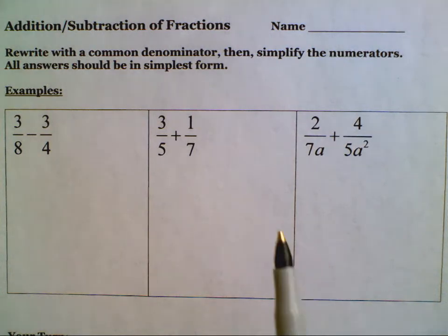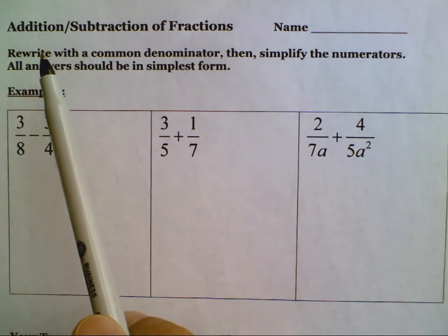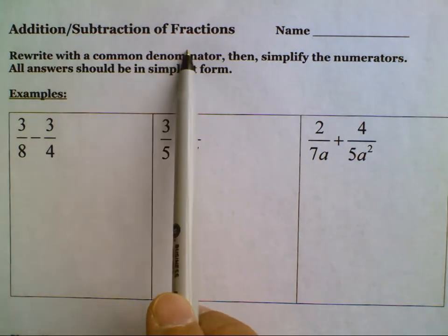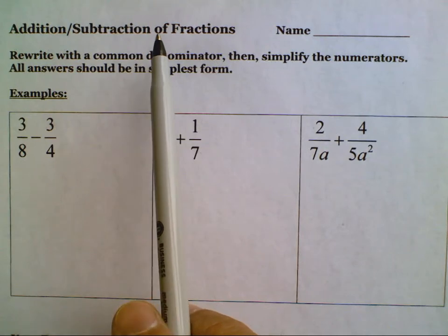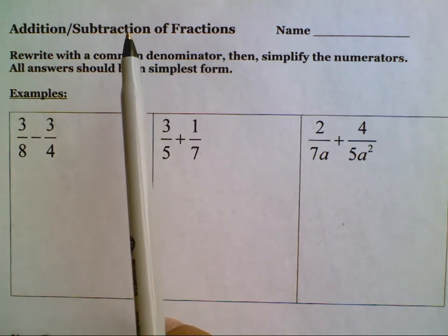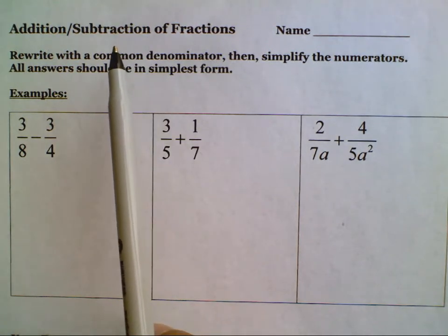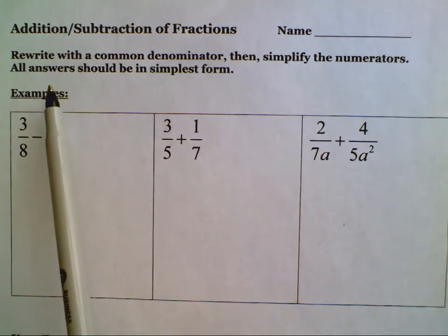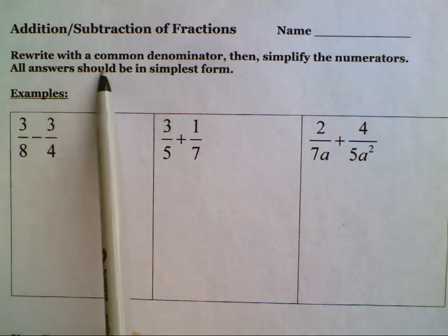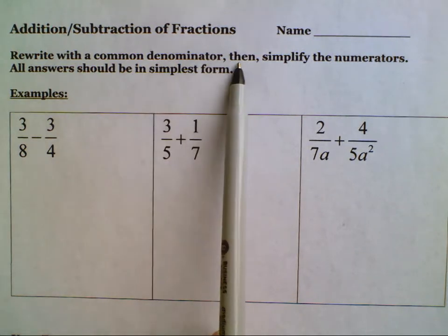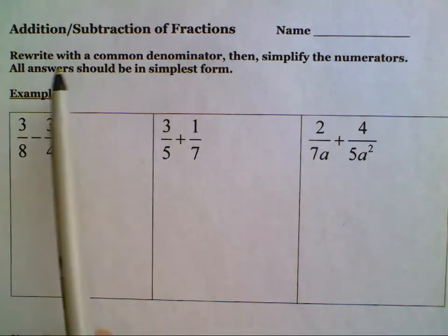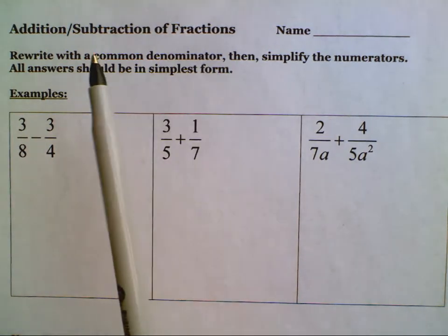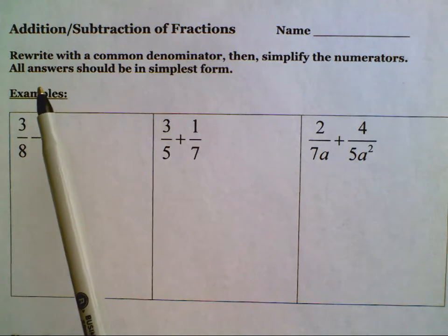Okay, we're going to continue in this online class, Algebra 2, the addition and subtraction of fractions. This is a review before we start addition and subtraction of rational expressions. For example, this review is asking you to rewrite with a common denominator, then simplify the numerators. All answers should be in simplest form. They are asking you to simplify the solution.